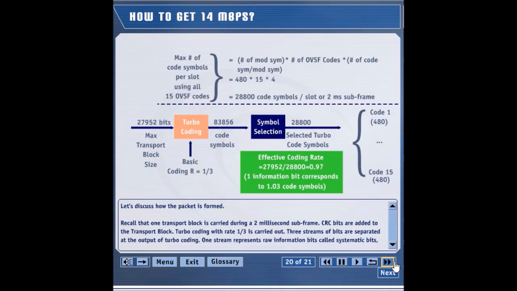Since turbo coding gives 27,952 times 3 equals 83,856 turbo code symbols, only 28,800 of these symbols can be selected for transmission over the air. The effective coding rate, therefore, is the ratio of 27,952 bits divided by 28,800, which is 0.97.